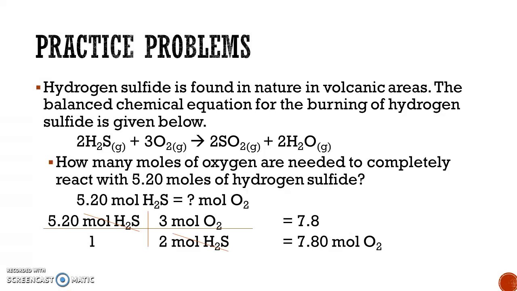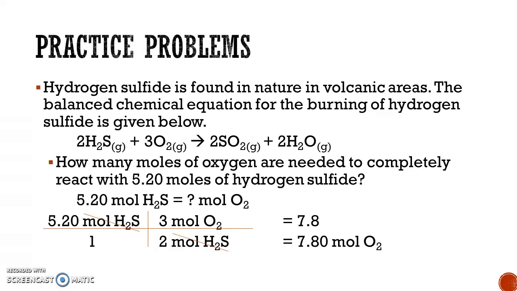Moles of hydrogen sulfide will cancel with moles of hydrogen sulfide in the given, and the only unit left is moles of oxygen, which is the wanted unit. When this happens, it's time to do the math. We multiply all numbers across the top and divide by all numbers in the bottom. 5.20 times 3 divided by 2 equals 7.8 on our calculators. When we check the significant figures of the given, we determine that it has 3, so our answer must have 3 as well. Our correctly rounded answer with units is 7.80 moles of oxygen.